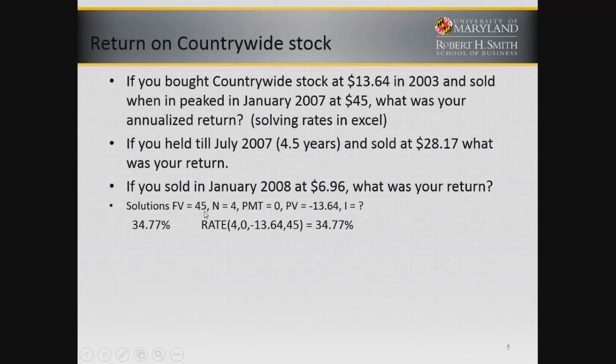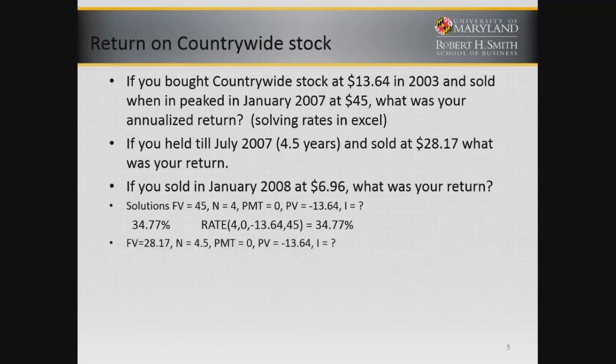So using Excel, we would use the rate function. Future value for the first one is 45. N is 4 years. Payment 0, just one item. Present value, what you paid, minus $13.64. Now that minus $13.64 will stay in all of our calculations. Everything and payment will stay as 0.